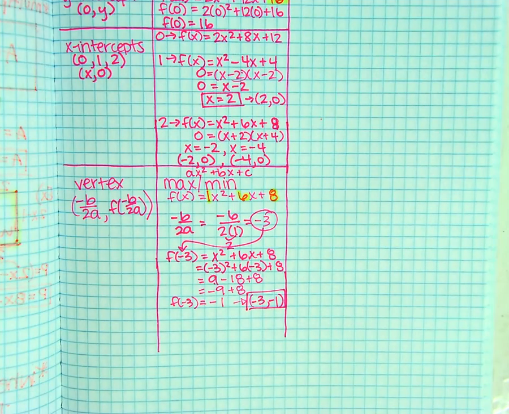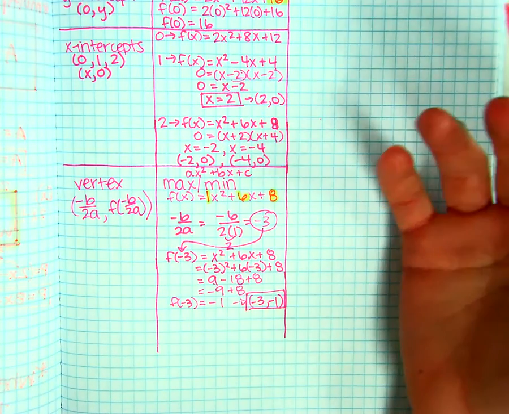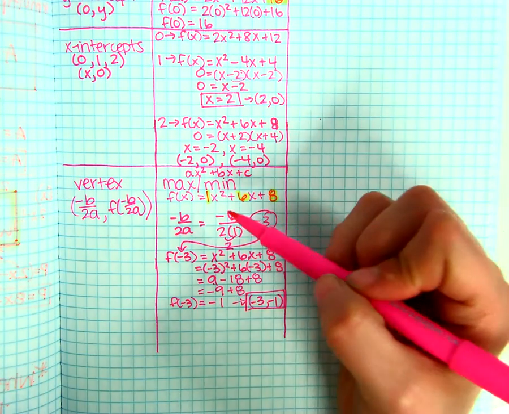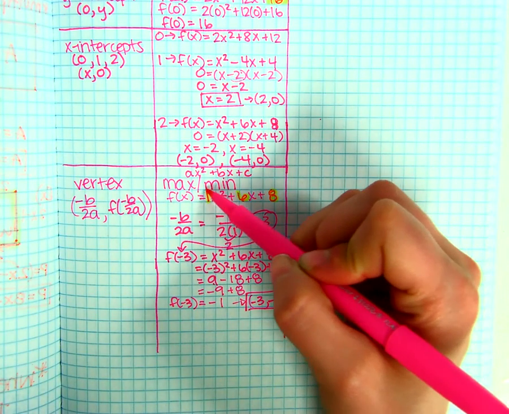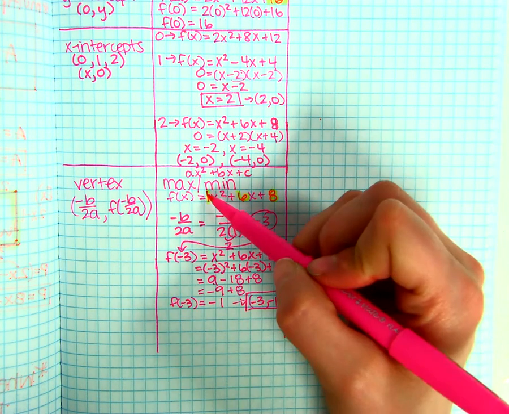Okay. So one clue, a maximum will happen when there is a negative up front, and a minimum will happen when there is a positive up front. Okay.